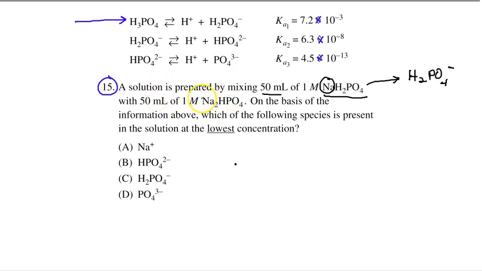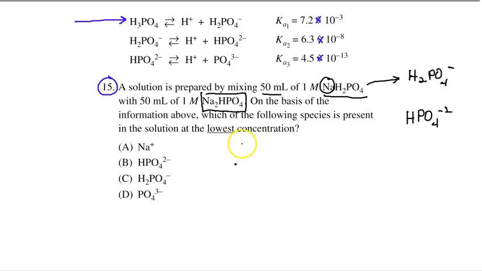Now you've got the other salt, Na2HPO4. That's going to dissociate into, well, two sodiums come off, so two positives come off, so that becomes HPO4 negative 2. Okay, so we're basically adding both of these conjugate acids to a solution.